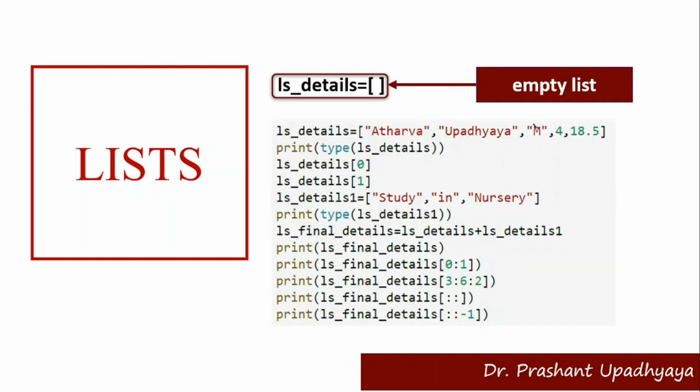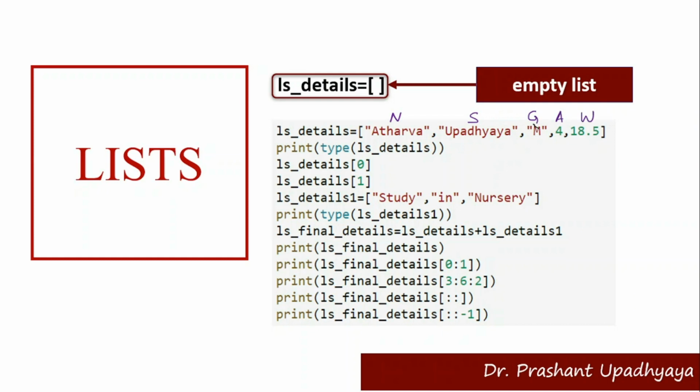Let's say this is one of the codes I have written, that ls underscore detail is one of the lists I have created, and in this I have created a list with the first one as author, then Upadhyay, then I'm giving a gender, male, age of the author is 4, and let's say I'm talking about the weight, which is 18.5. This is the name, this is the surname, this is the gender, this is the age, and this is the weight of a person we are talking about.